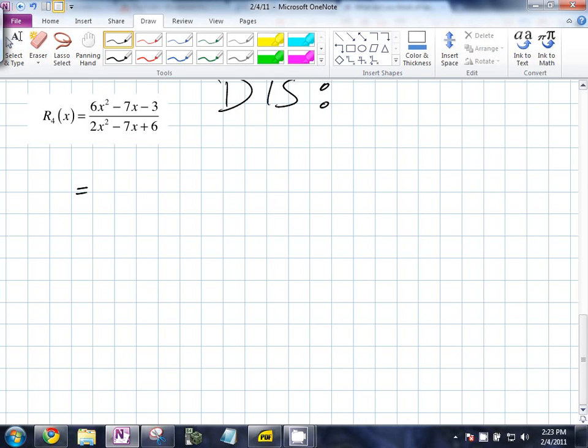Are we guaranteed this to be? No. Actually, it is, though. Can someone tell me what the numerator factors into? 2x plus 3 times 3x minus 1. No, it's 2x minus 3 and 3x plus 1. Oh yeah, there it is. Quadratic factored. Bingo. What's the bottom one factor into?